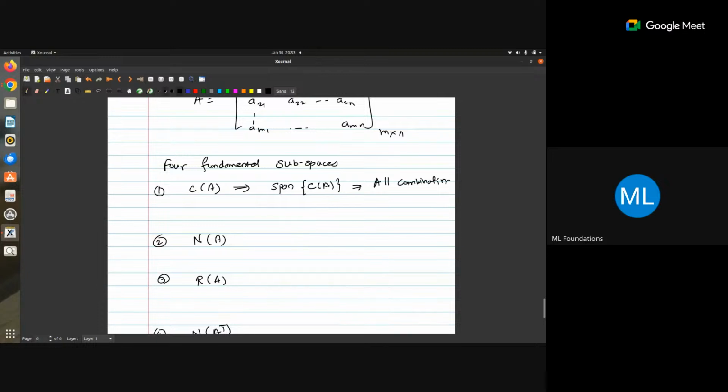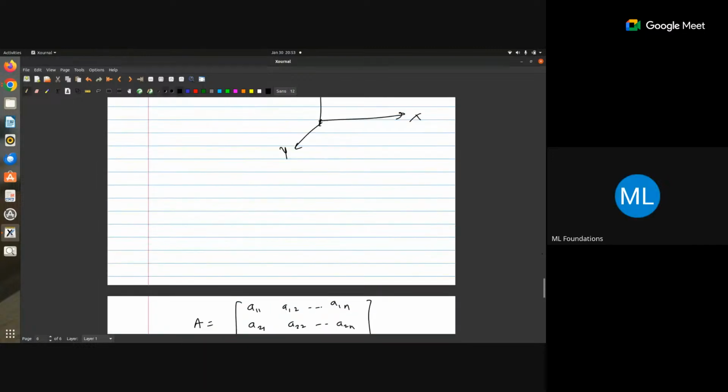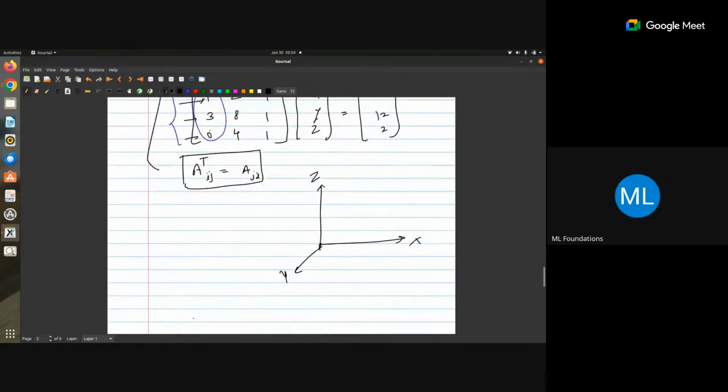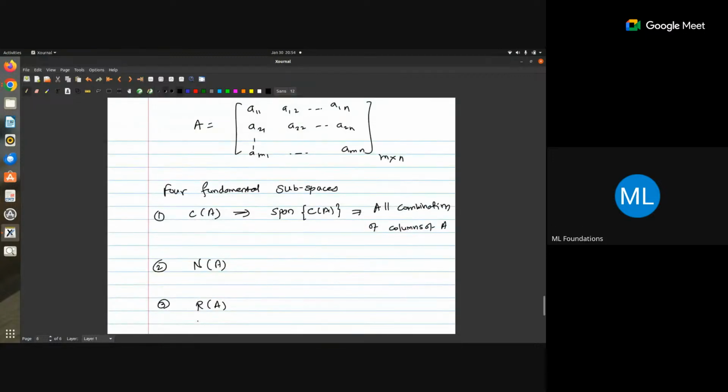Excuse me, sir. A column represents an equation, no? Which equation? Leave this part now, currently don't worry about that. Just think about this matrix A here.